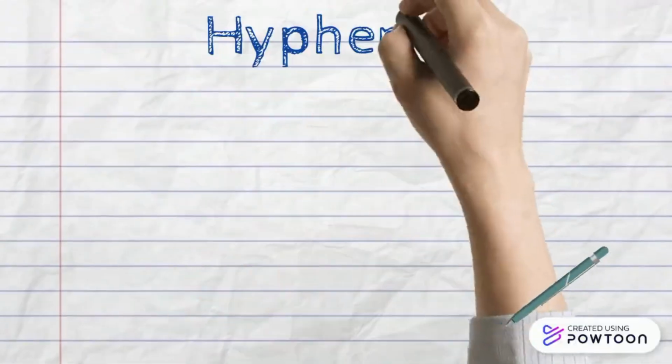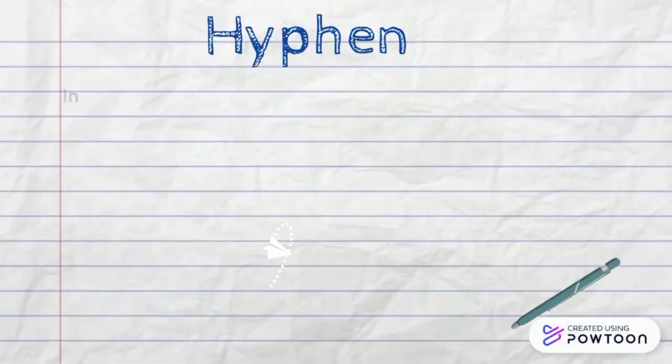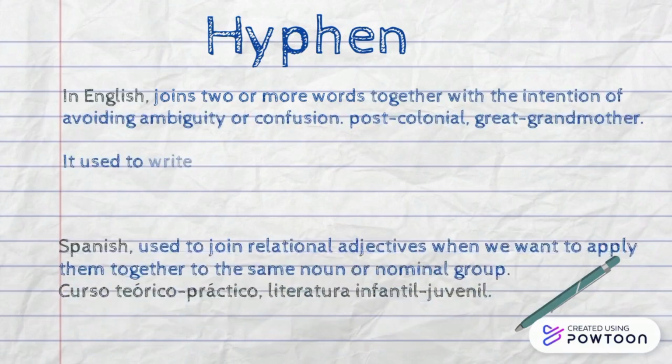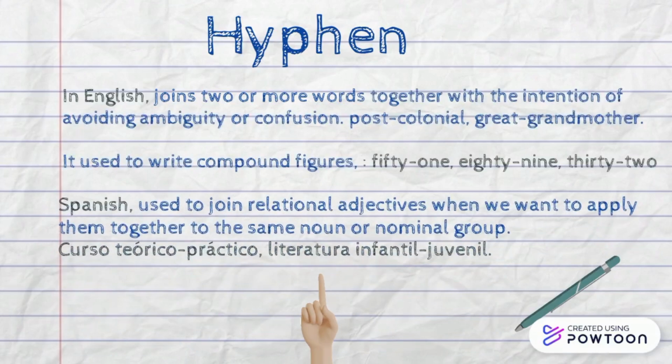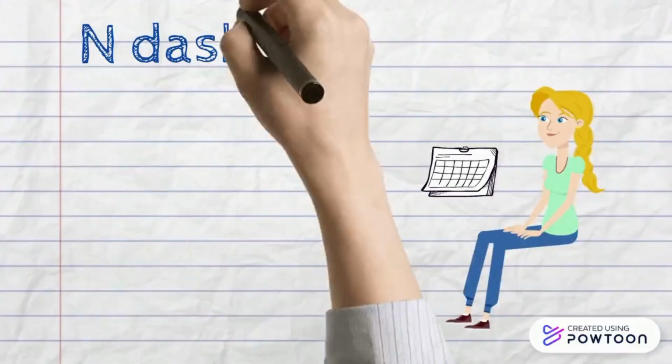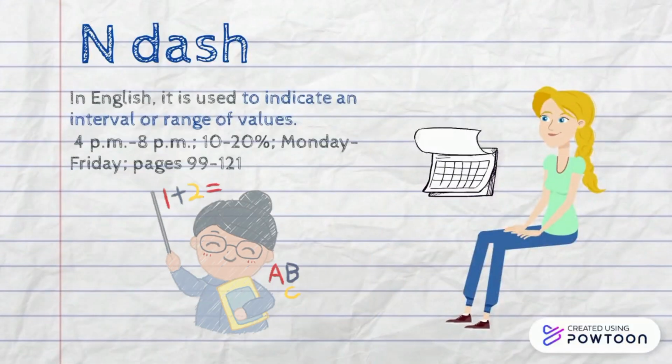Hyphen. A hyphen joins two or more words together with the intention of avoiding ambiguity or confusion. For example, post-colonial, great-grandmothers, son-in-law, and foreign-language students. It is also used to write compound figures like 51 or 89.